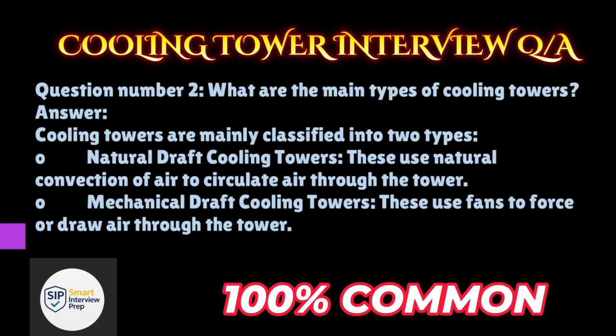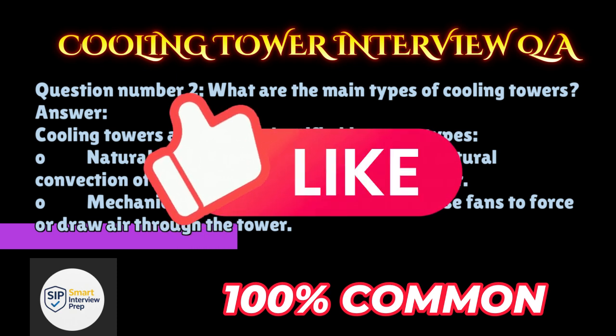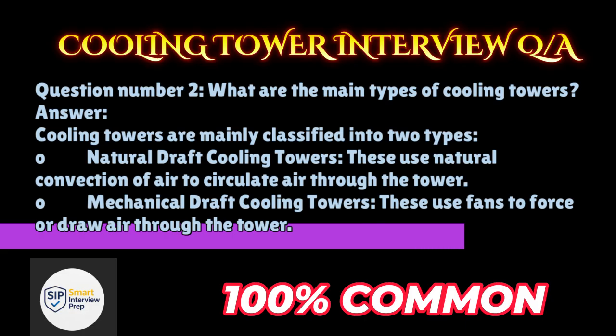Question number 2. What are the main types of cooling towers? Answer. Cooling towers are mainly classified into two types. One, natural draft cooling towers. These use natural convection of air to circulate air through the tower. Two, mechanical draft cooling towers. These use fans to force or draw air through the tower.